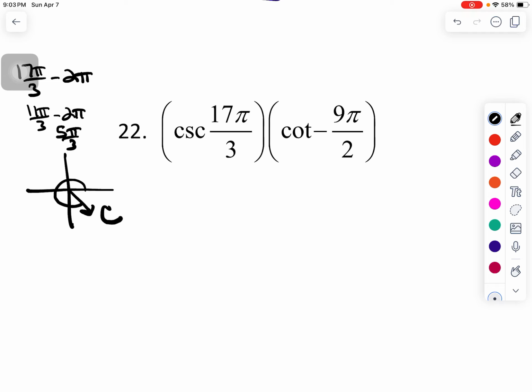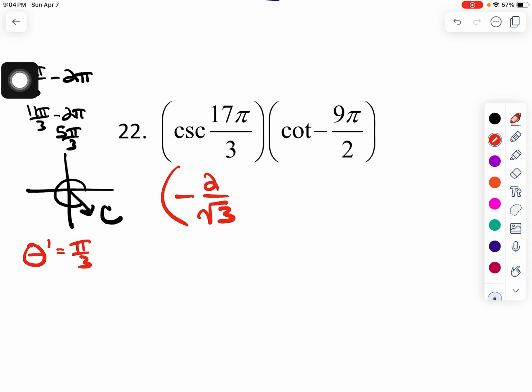So this is C. Now, you've got to be careful because you might look at this and say, oh, C, and this starts with a C. But the problem is this is cosecant, which is the reciprocal of sine. So in the fourth quadrant, sine is negative, which also means cosecant is going to be negative. All right, so theta prime is pi over 3. The sine of pi over 3 is root 3 over 2. So if I do the reciprocal now, that's going to be 2 over root 3. Okay, so that part's taken care of.